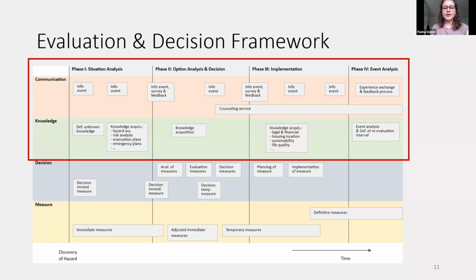The evaluation framework with the sections communication and knowledge forms the frame, and the experience from past relocations has shown that a mutual exchange of information should be regularly organized during the whole process, and that newly gained knowledge should lead to an adjustment of the temporary measures and to further communication.